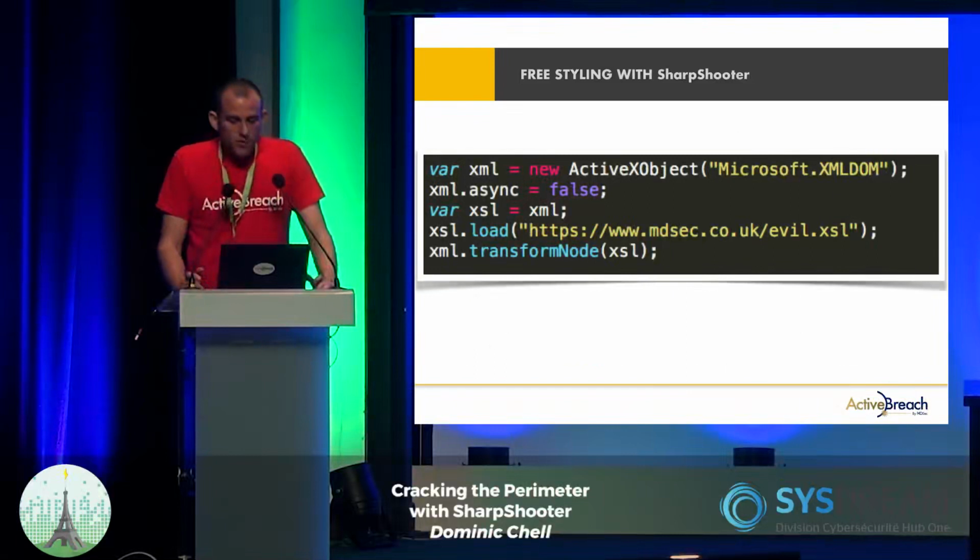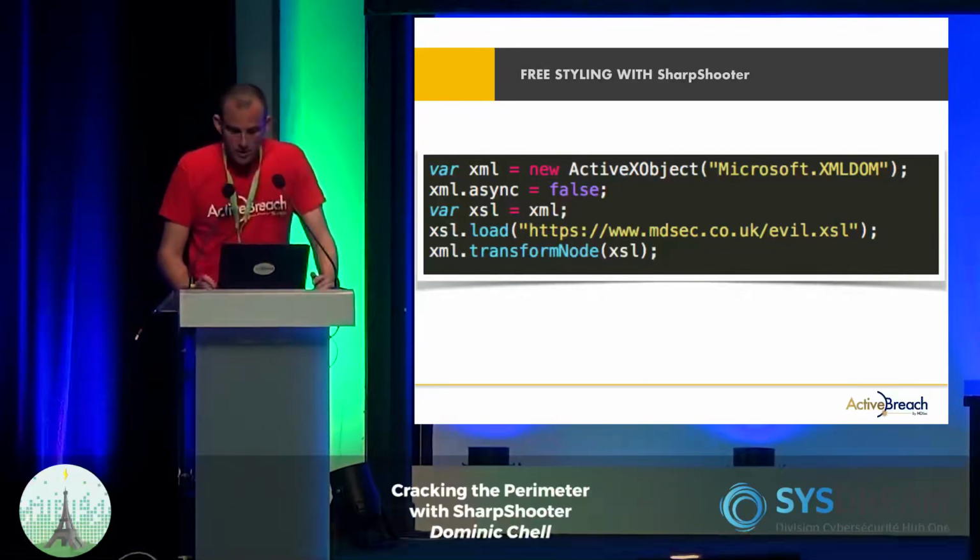So what might an exploit for this kind of thing look like? Here's a very simple JavaScript example, and all it's doing is retrieving, in about 5 lines of JavaScript, a remotely hosted style sheet. When it calls the transformNode method, it will execute any JavaScript or VBScript inside that style sheet in full trust. So that basically allowed us to execute a .NET to JS payload from the style sheet.